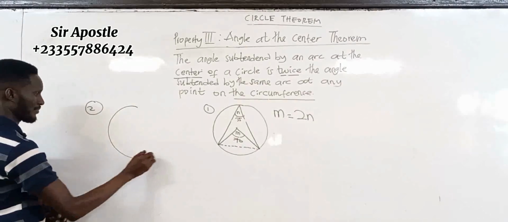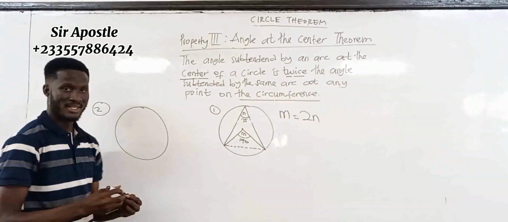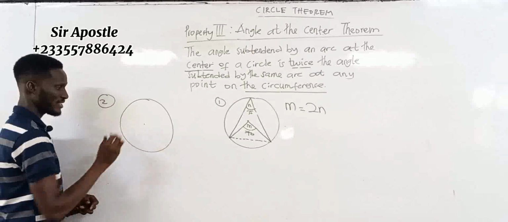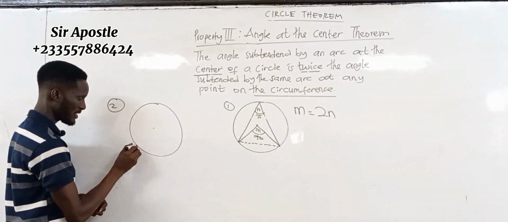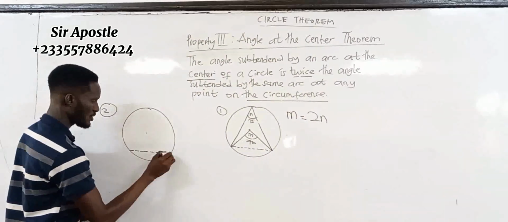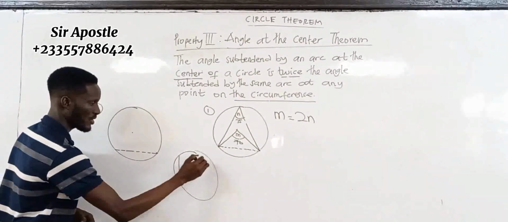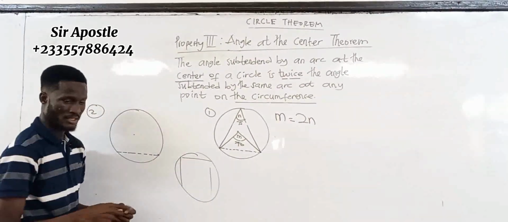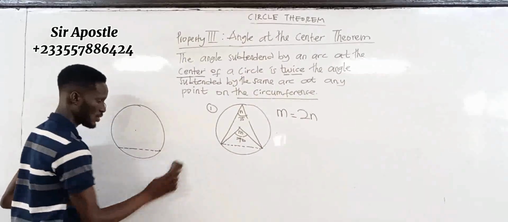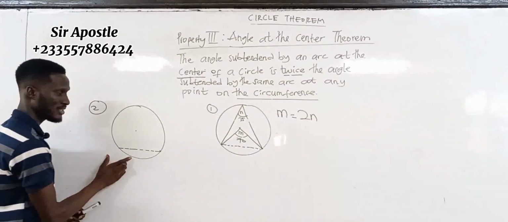Now this is the circle. This is the center of the circle. Yes. Now of course this is my chord. Let me use this as my chord. The chord can be anywhere. The chord can come here. The chord can be like this. The chord can be anything. But I'm just concentrating on this chord. Now this is the chord.